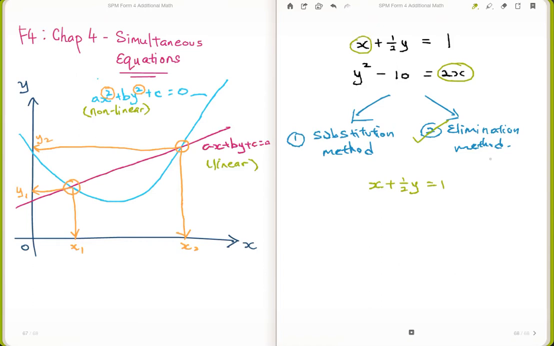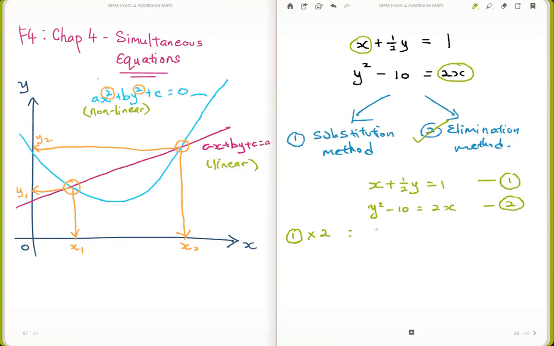So what I'm going to do is I'm going to label the first equation as 1, where the second equation I rearrange later: y squared minus 10 equals to 2x. I label it the second equation. This is the non-linear equation. What I want to do is I times equation 1 with 2, so that I'll get 2x, to eliminate one of the unknowns. An equation with two unknowns, you can't solve it. So I need to reduce this into a y term.